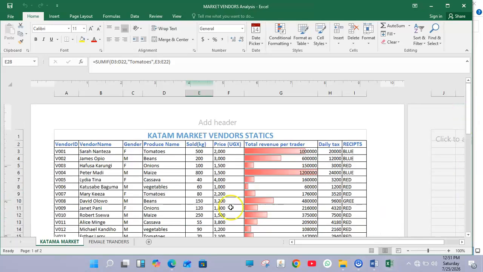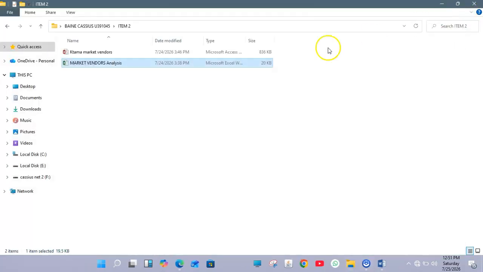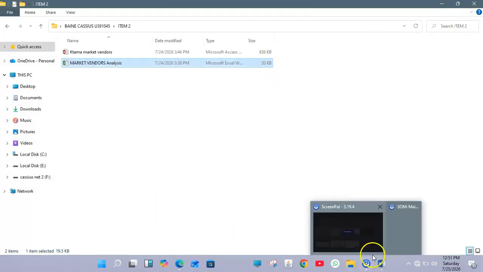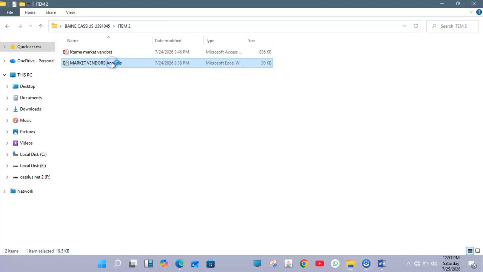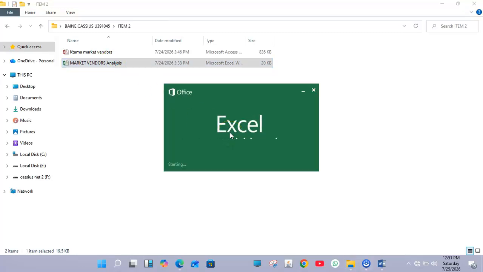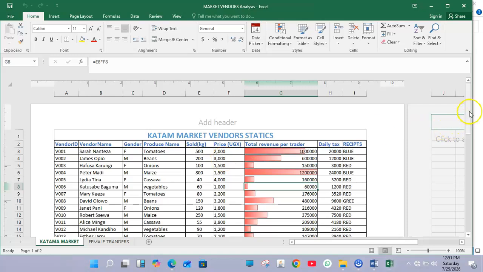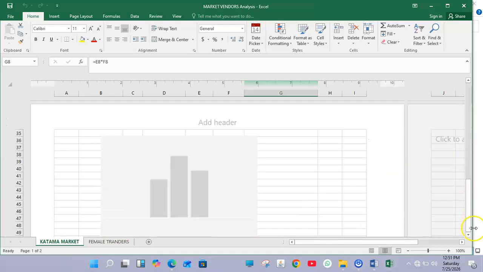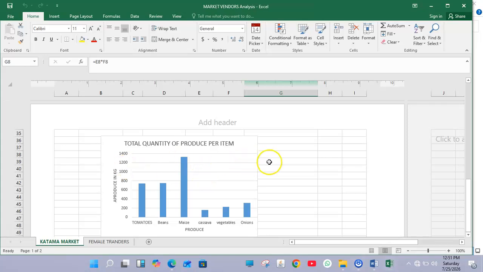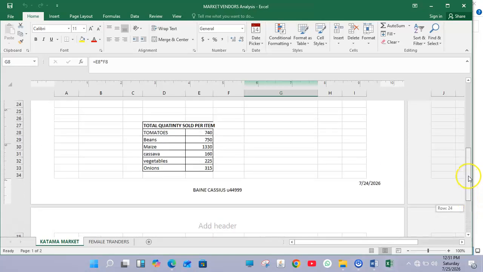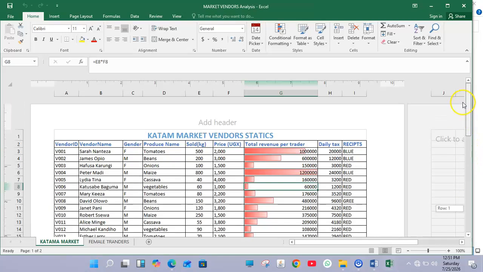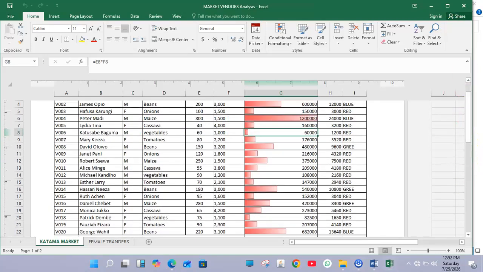Then for the database, here exactly, let me show you, because they want analysis here. So you also need a graph of total quantity of produce per item. You need a graph for better decision making, because now we see here maize is the one coming most, followed by tomatoes and beans. So you need a graph for visual analysis.